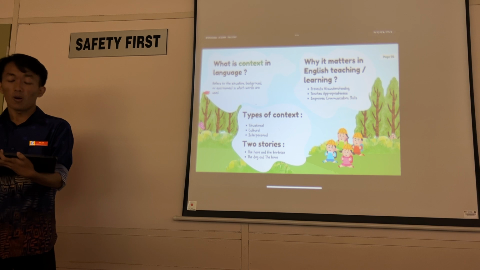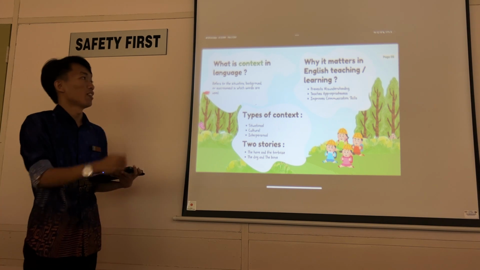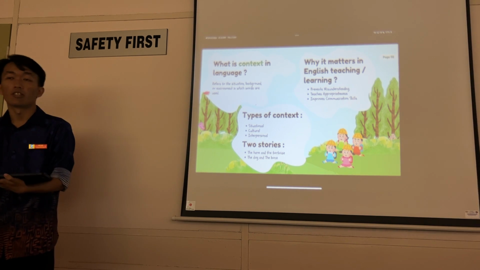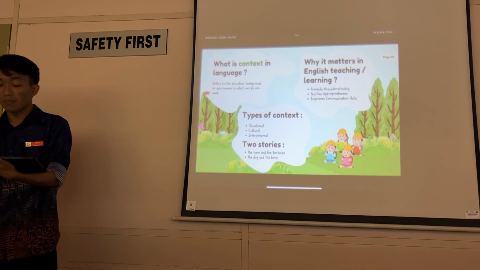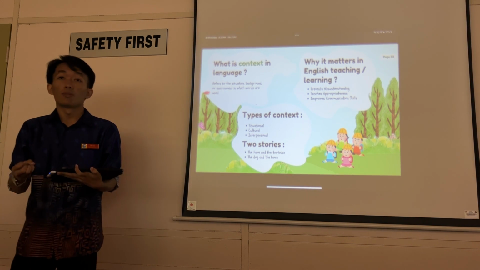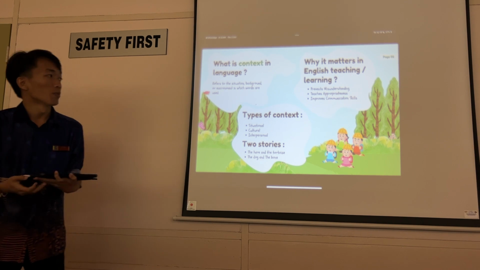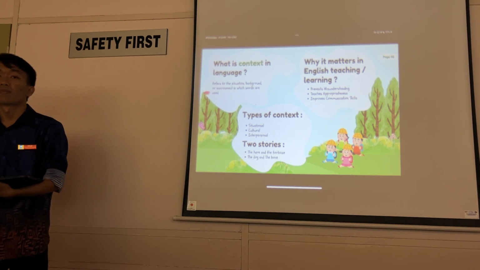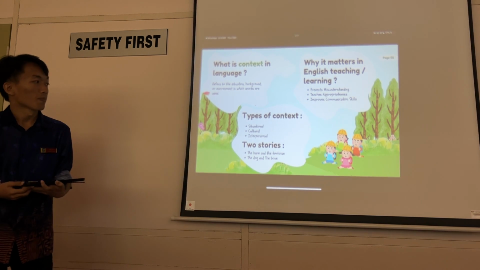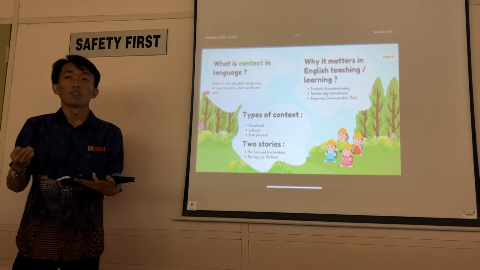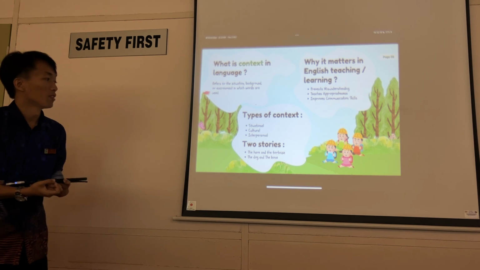So why does learning context in language matter in English teaching or learning? First, it prevents misunderstanding. It also teaches appropriateness, and it improves communication skills. And there are 3 types of context: situational, cultural, and interpersonal.